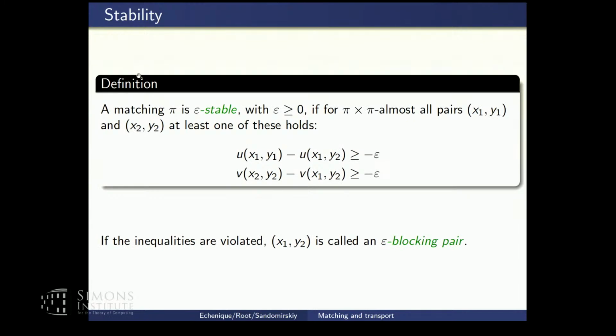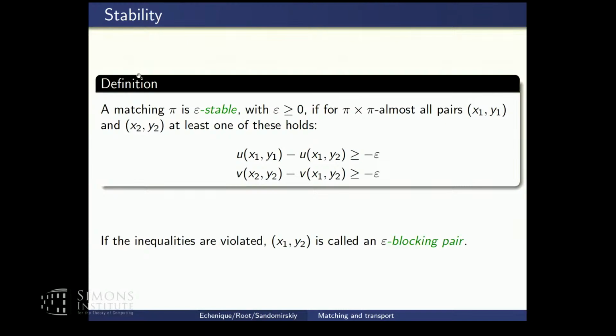Stability. What does stability mean? A matching π is epsilon-stable. I'm going to work with approximations throughout here. If I draw a couple (x1, y1), and then independently draw another couple (x2, y2), according to the matching. So x1 and y1 are, in a sense, matched in π, and x2 and y2 are, in a sense, matched in π. I draw two couples according to this π, independently. And then I take the x component of one and the y component of the other, and I check whether they form a blocking pair.